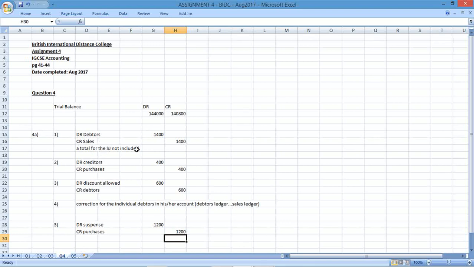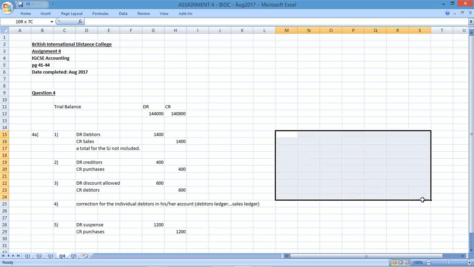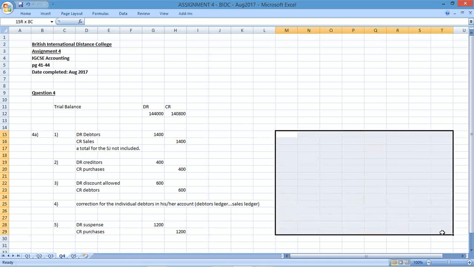Then we had to look at 4b, and 4b says prepare the suspense account to show how it will appear after all the errors have been corrected. So we need to draw up a suspense account. So debit and credit side.